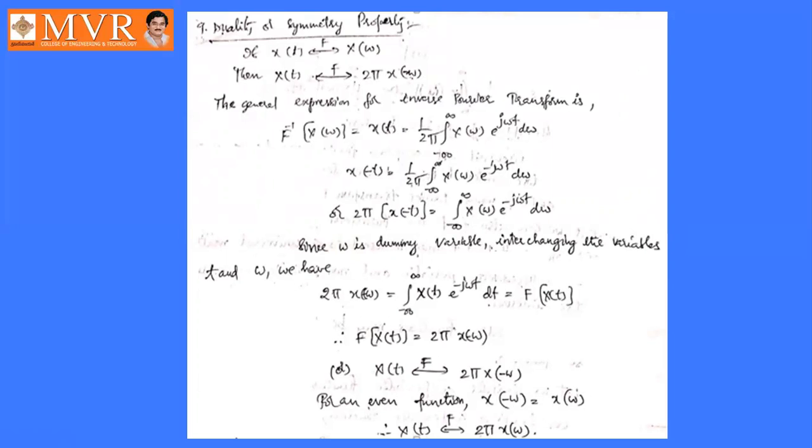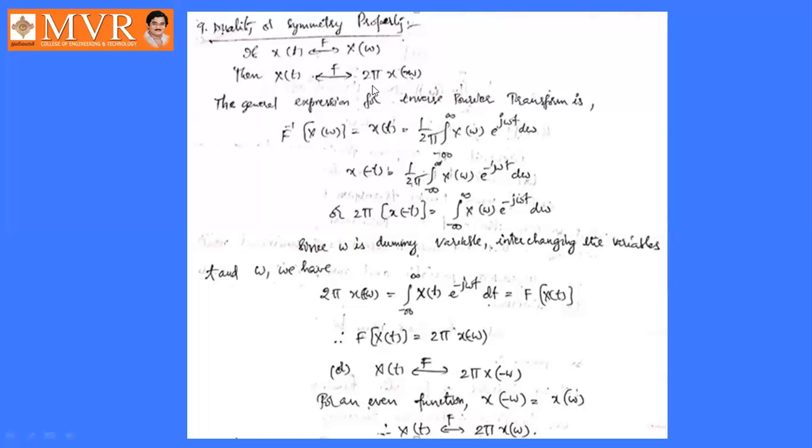Next property is the duality property or symmetry property. If the Fourier transform of x of t is X of omega, then the Fourier transform of X of t will become 2 pi into x of minus omega. This is capital X of t and this is small x of t, remember. So the Fourier transform of small x of t is capital X of omega, then the Fourier transform of capital X of t will become 2 pi into small x of minus omega.